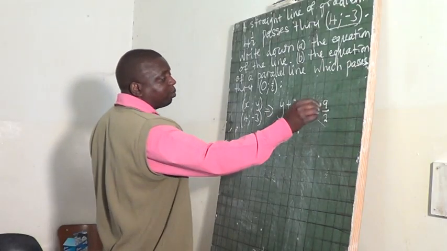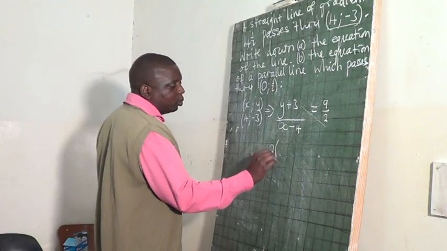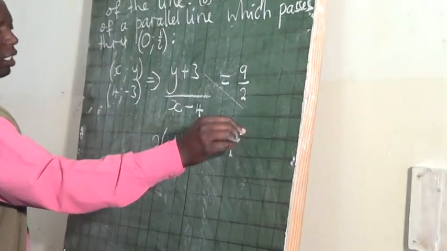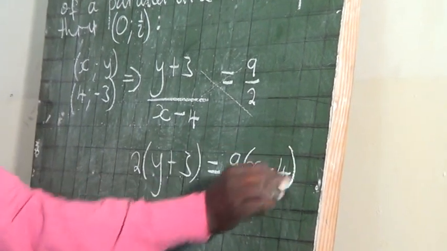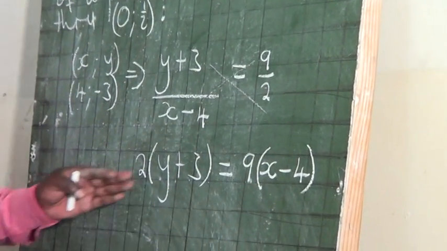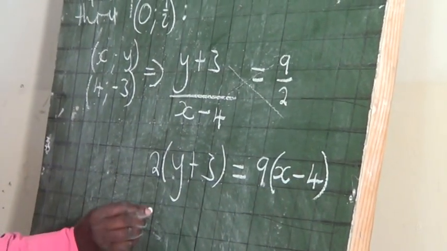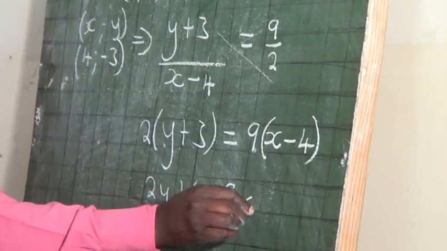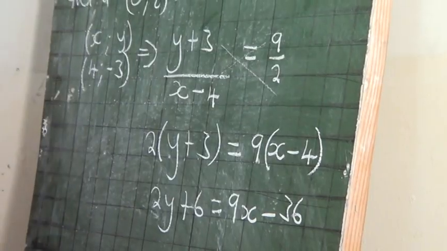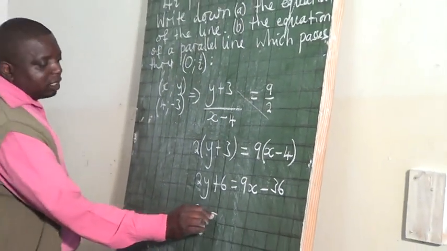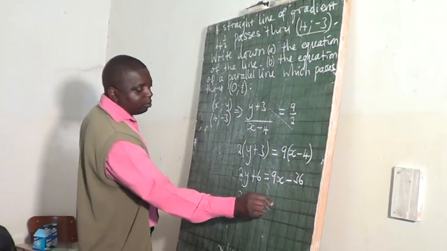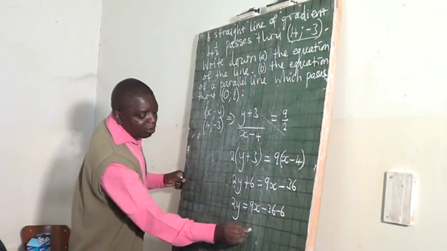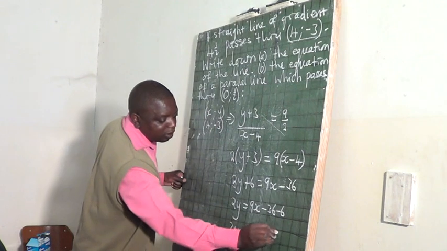Right. Cross multiplying gives 2 in a bracket y plus 3 is equal to 9 in a bracket x minus 4. Then you remove brackets. Now you don't have the fractions. Removing brackets gives you 2y plus 6 equal to 9x minus 36. Altogether, 2y is equal to 9x minus 36 minus 6. 2y is equal to 9x minus 42.